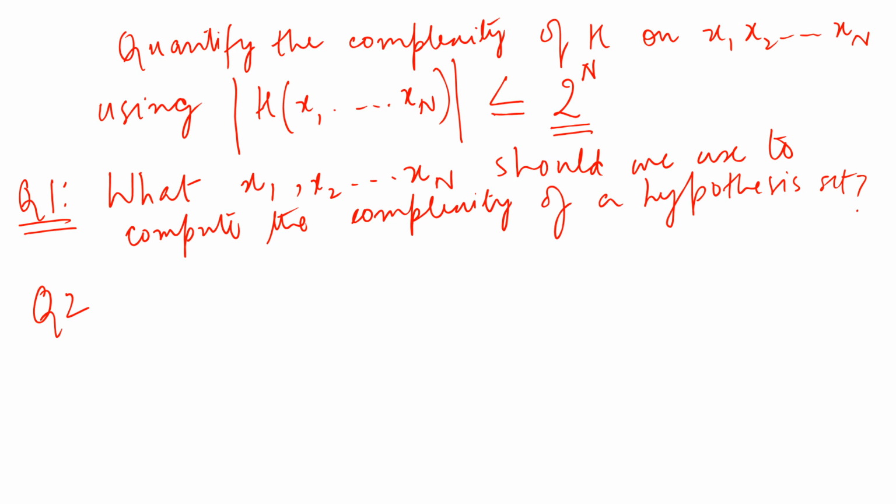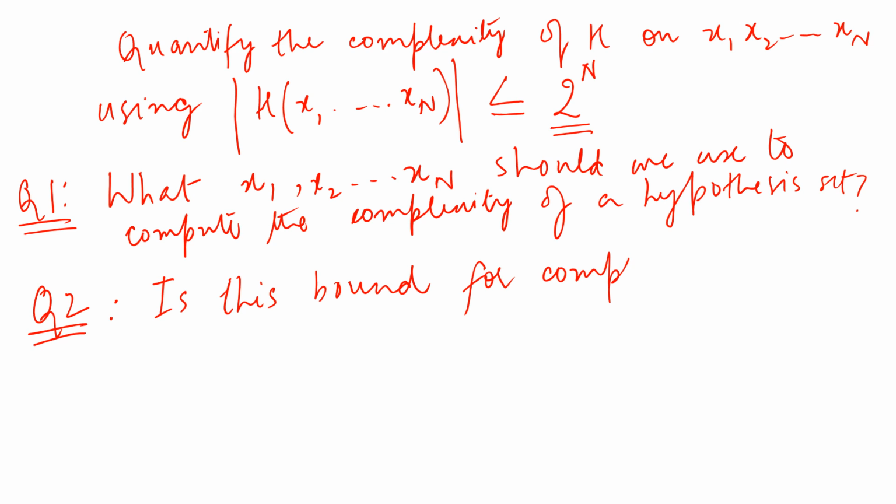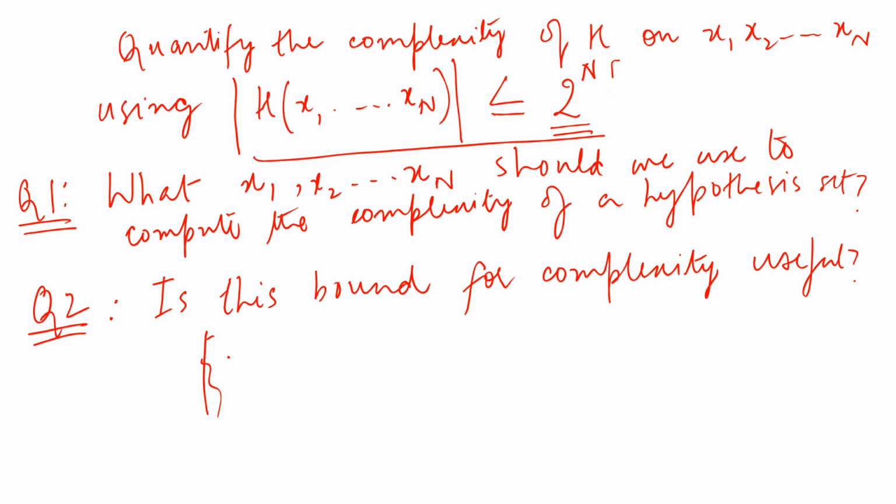The second question, and equally important, is: is this bound for complexity useful? And this was, I think, even more important because we really wanted to have this thing there at least, right? Which means, is this relationship up here useful or not, right? So let us try to answer these two questions. Question number one: what are these x1, x2, xn? How do we compute the complexity using them when we don't know them? Okay.